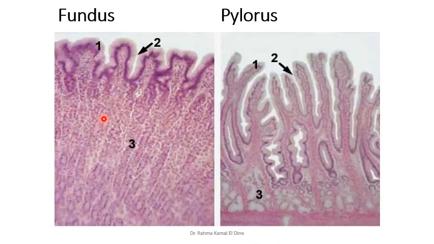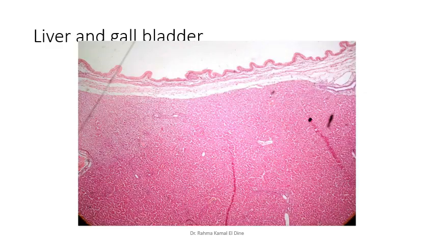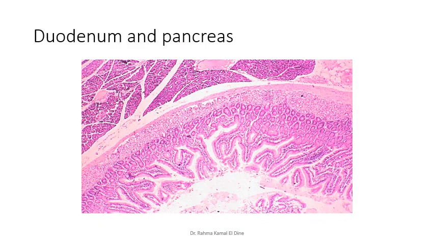Again, this is the fundus in which the crypt is thin and shallow, with the pit to gland ratio 1:3. Here is the pit of the pylorus, wide and deep. The pit to gland ratio is 1:1. Compound structure. What do I mean by compound structure? Anatomically related structures. We have the liver and gallbladder, and the duodenum and pancreas.